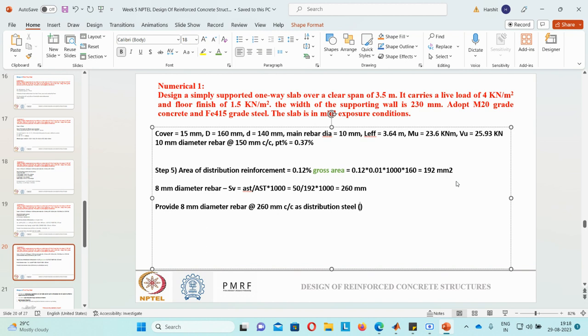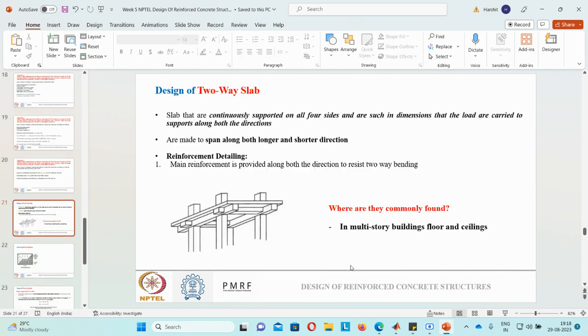Now check whether this 260 is enough or not. The code says the criteria is it should be less than 5D or 450 mm. So you will see it will satisfy. So it is okay to go forward with.